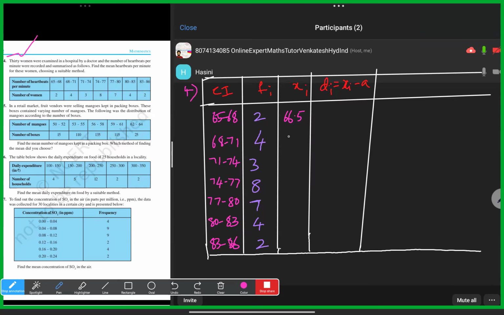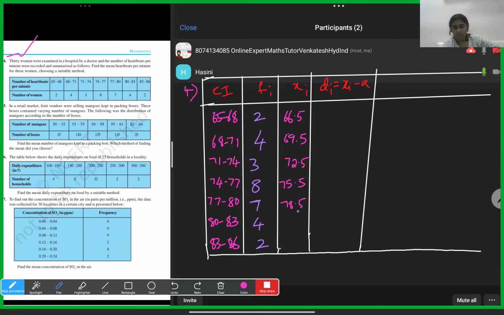It will become 69.5. Then next, 72.5. Yes, Hasni. Next one, 75.5. Yes. Next one, 78.5. Yes. Next one, 81.5. Yes. And 84.5.